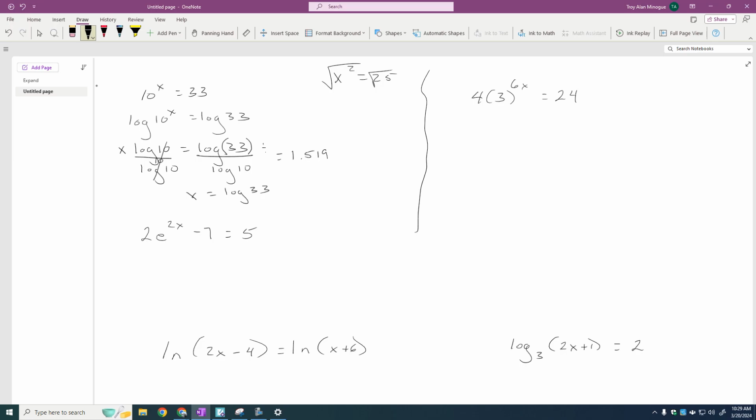I want to isolate the exponential term. Then I do this, and I switch, or I take the log of both sides and solve. Okay, go.